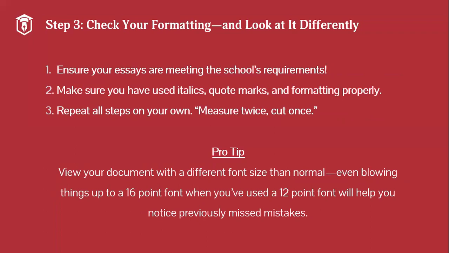Next, maybe it sounds obvious, but we've seen such mistakes too often not to bring it up. If your school asks for 11-point font double-spaced, make sure you format your essay that way. If it doesn't say anything, 12-point font, Times New Roman, double-spaced will typically work. Make sure your italics, quote marks, and everything else along those lines are correct. And finally, repeat all these steps at least twice. Carpenters have a saying, measure twice, cut once, because it eliminates the likelihood of error. And doing the same with your writing will greatly help you.